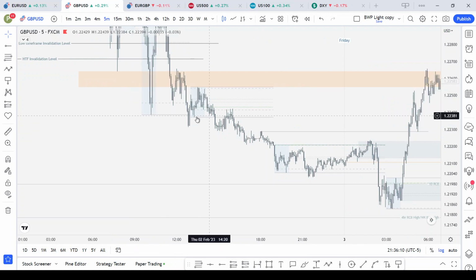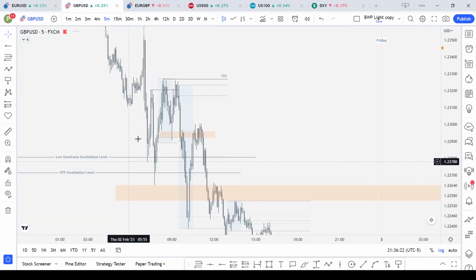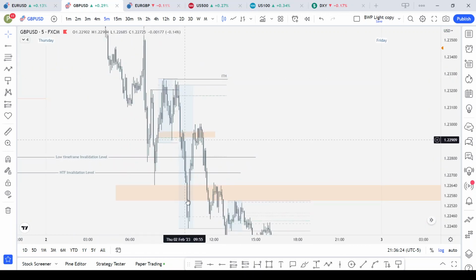Okay, fair value gap, TR candle here, close below it, rallies, using the body this time around as a rejection, drops. TR candle, close below it, rally back up to test this TR candle.